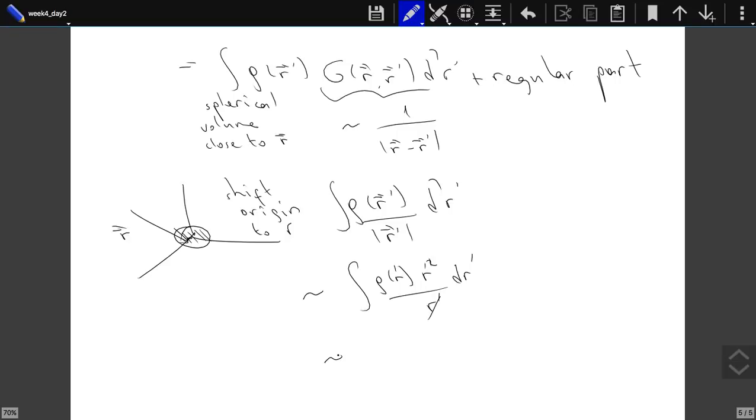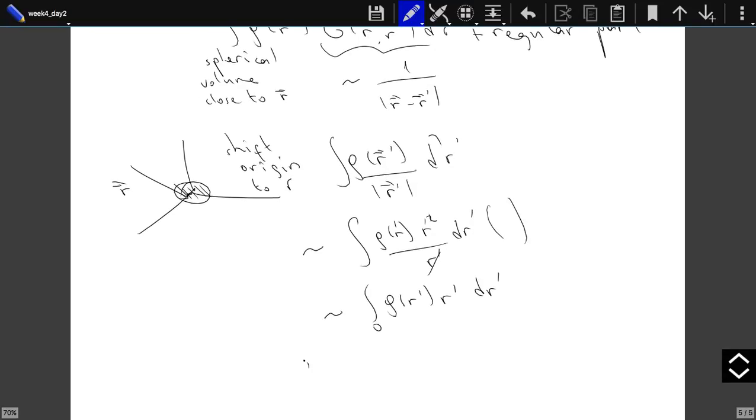How does it behave like that? I'm using spherical coordinates. D cubed r prime is r prime squared dr prime. The numerator is r prime. Well, rho can have some angular dependence, which I write as a factor. For my argument, it won't be relevant. Those are finite numbers. Angular integrations will turn out to be finite. So basically, my integral behaves like the integral of rho of r prime times r prime times dr prime.